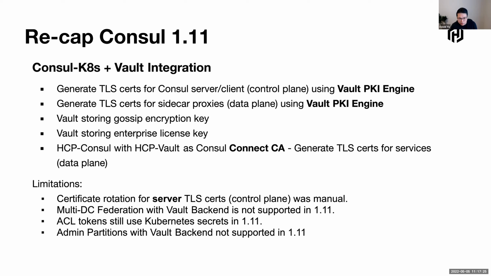So with that release, we definitely had some other additional enhancements we wanted to get to that we'll talk about in a bit, but specifically the enhancements that were not included were the ability to rotate the server TLS certs automatically. There is a feature where you can federate Consul data centers in Kubernetes across multiple regions, and we call that WAN federation. So that was not supported. Also, our ACL tokens are still leveraging kube secrets, and admin partitions was not supported yet for the Vault secrets backend.